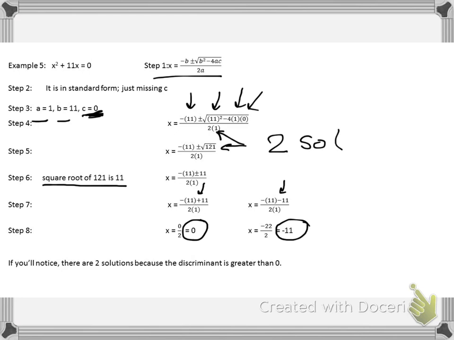I have 2 solutions. This is a solution. Okay? Just because it's 0, that doesn't mean no solution. You have 0 on the coordinate grid. It is a solution. Okay?